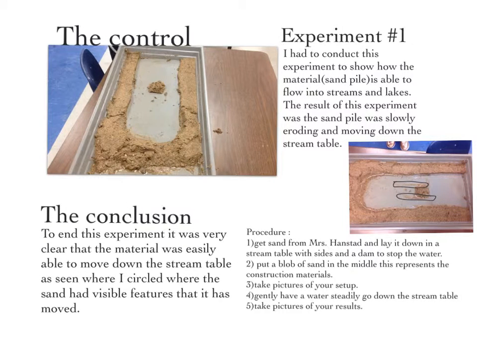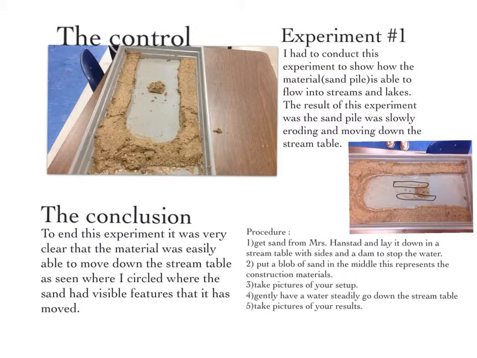This is the first experiment. To set this experiment up, you'll first need to get sand from your teacher, or my teacher, Miss Hansen, and lay it in the stream table with the sides and a dam to stop the water at the very end. Second, you need to put a blob of sand in the middle. This represents the construction materials. Third, you need to take pictures of your setup. Fourth, you need to gently have water steadily go down the stream table. And finally, you have to take pictures of your results.